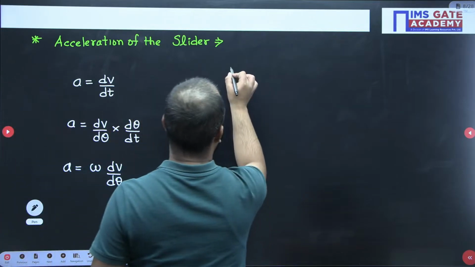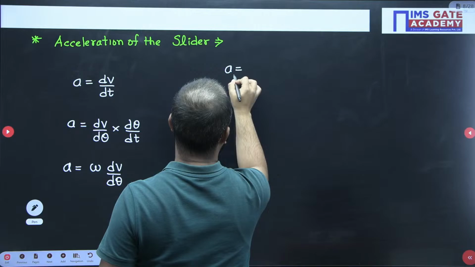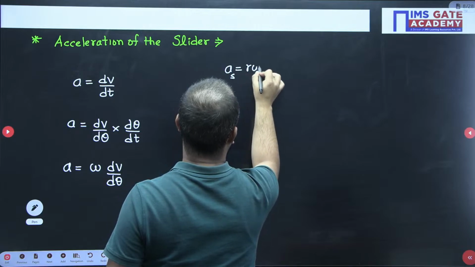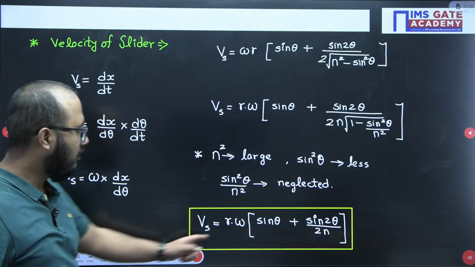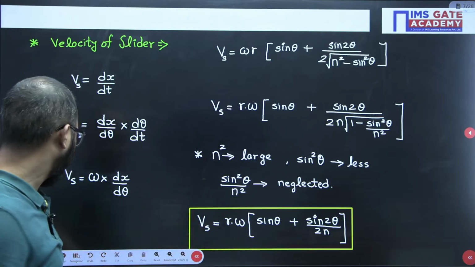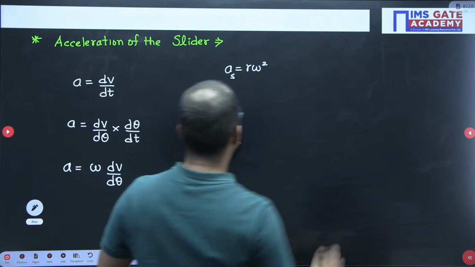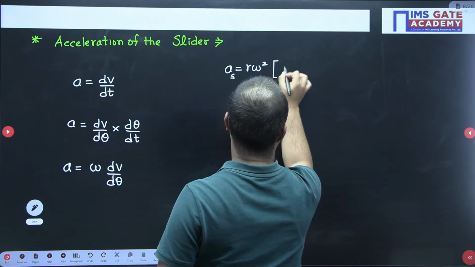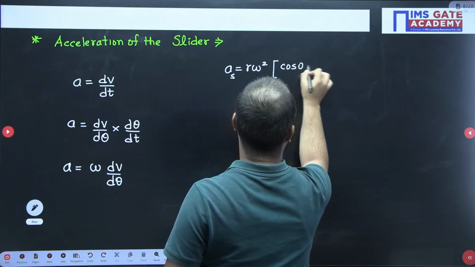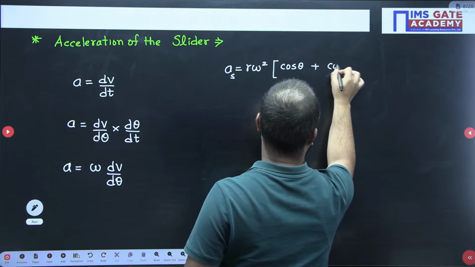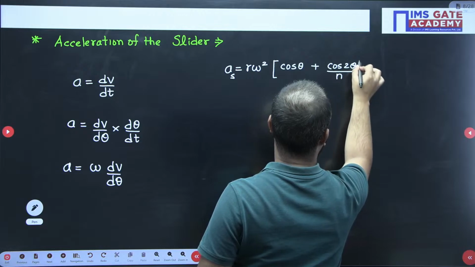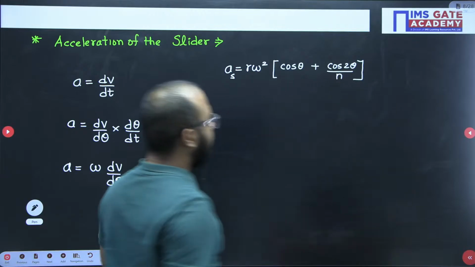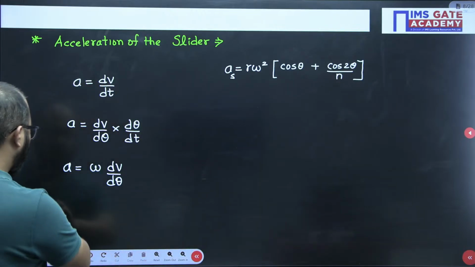So acceleration of slider will be r omega square, because already one omega is there and in the velocity formula already omega is there, right? So r omega square, cos theta plus cos 2 theta divided by n. This is the formula we are having for acceleration of slider.